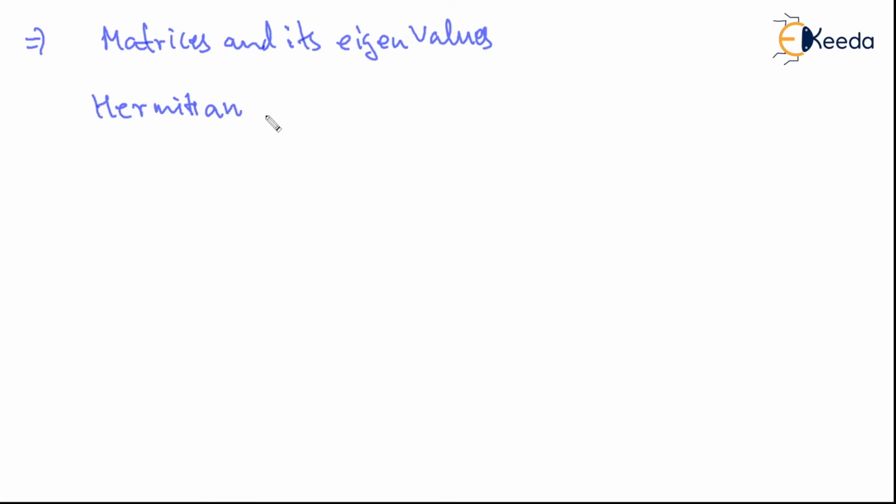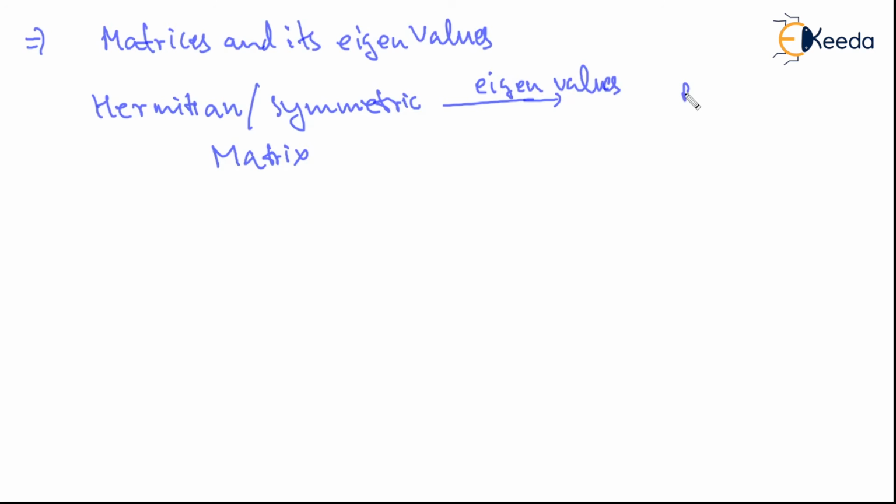Next point is matrices and their eigenvalues. So if the matrix is Hermitian if it is a complex matrix, or symmetric if it is a real matrix, then the eigenvalues are going to be real.